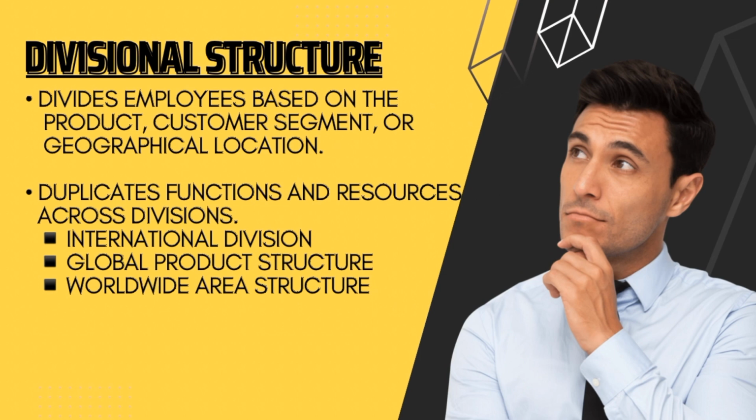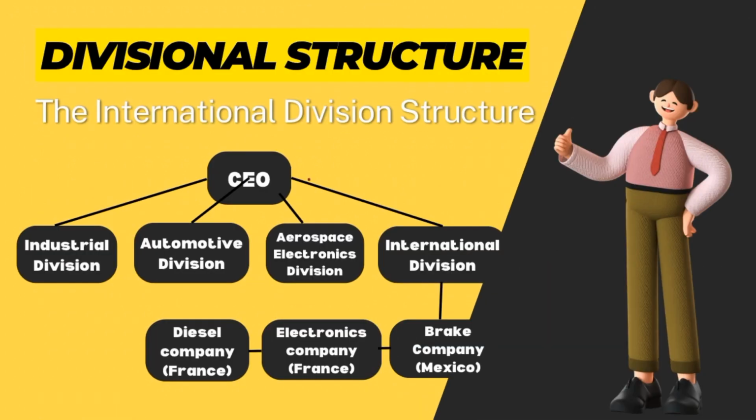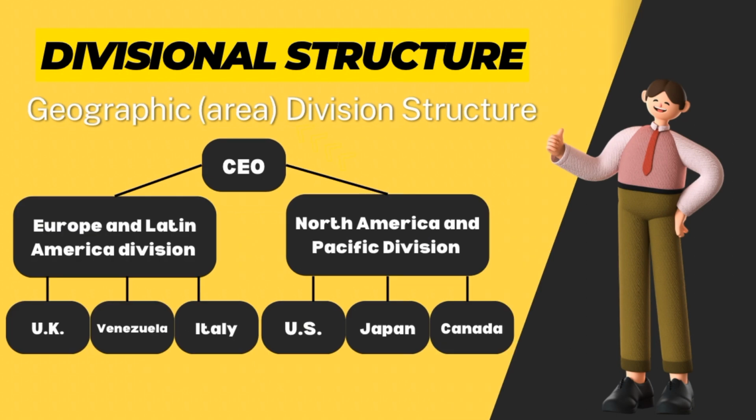The fourth structure is the divisional structure, as it divides employees based on the product, customer segment, or geographical location. It also duplicates functions and resources across divisions, which comprise the international division, global product structure, and worldwide area structure. As you can see here is the flow chart for the international division structure. And this is the flow chart for the geographic area division structure.